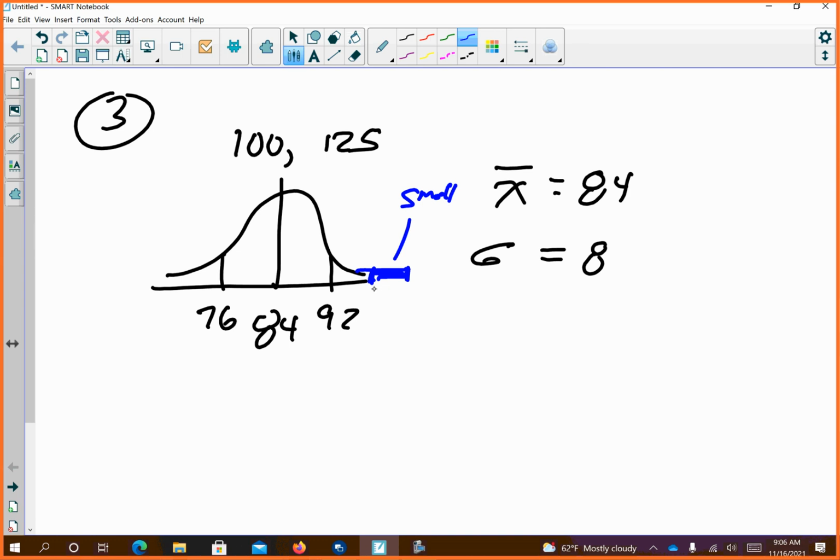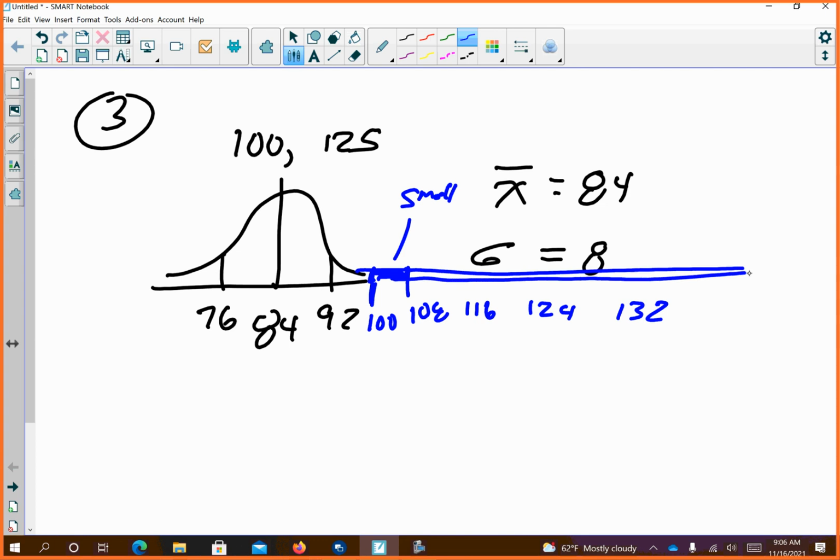So you're talking about basically 100, which is 2 standard deviations to the right, and much further than that, because 3 standard deviations would be this, 4 would be this, 5 would be this, 6 would be this. This tail goes on forever and gets really, really close to the x-axis. So you're talking about this region here between 100 and 125. This is the area you're talking about, an extremely small area.